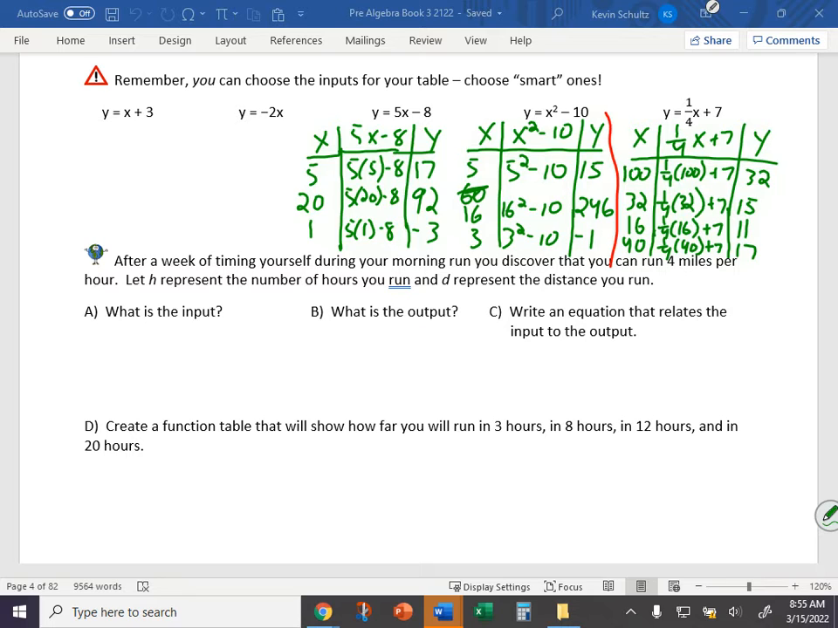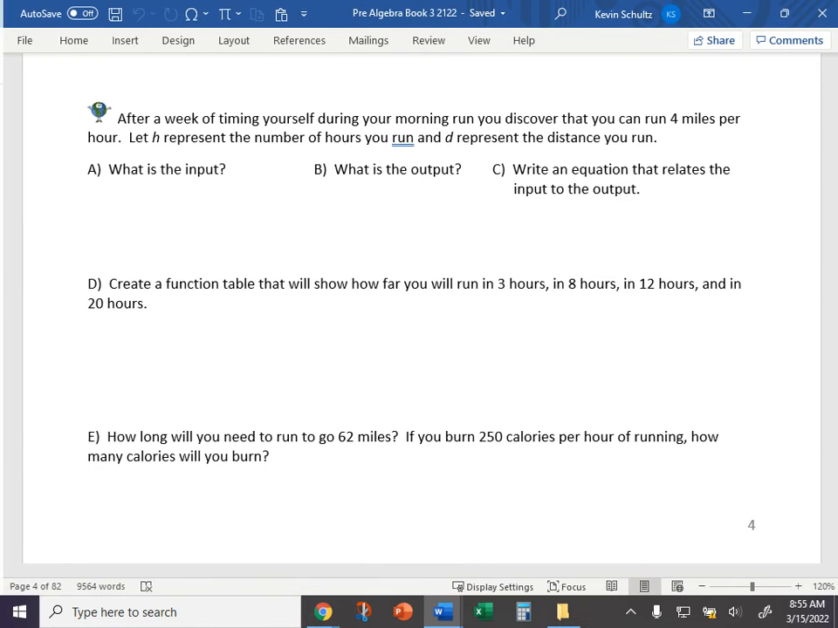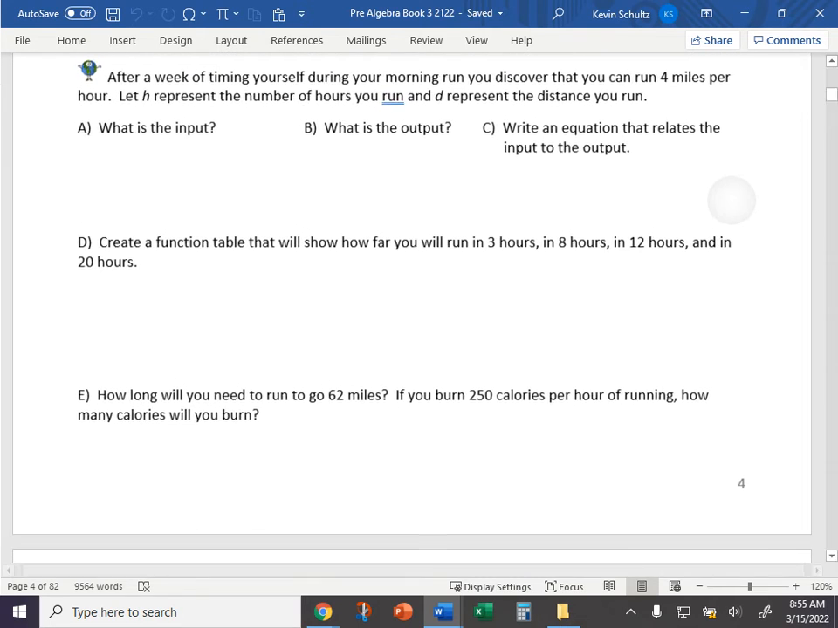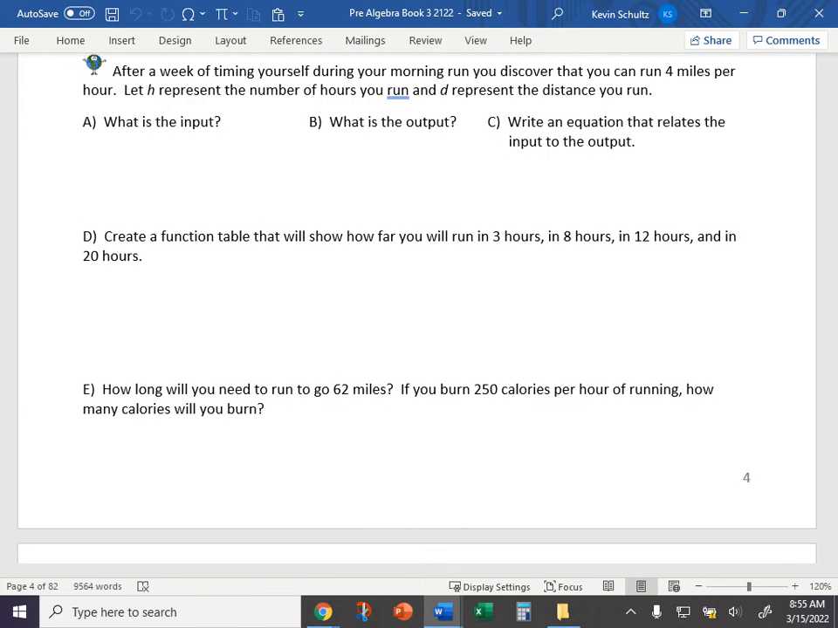It says, after a week of timing yourself, I think I have to scroll up to get all the questions here. Yep. After a week of timing yourself for your morning run, you discover that you can run 4 miles per hour. Let H represent the number of hours you run, and D represent the distance that you run. So we're not using X and Y here. We're using H for hours and D for distance.